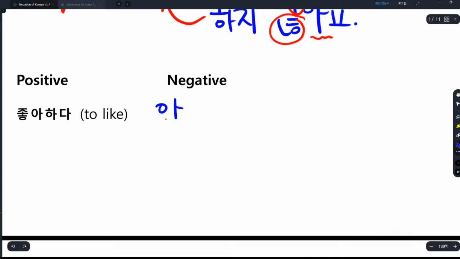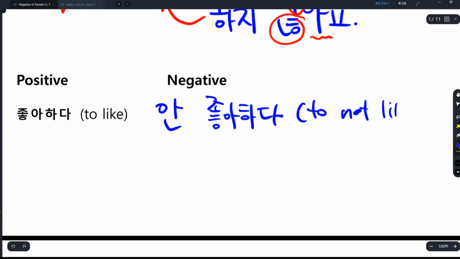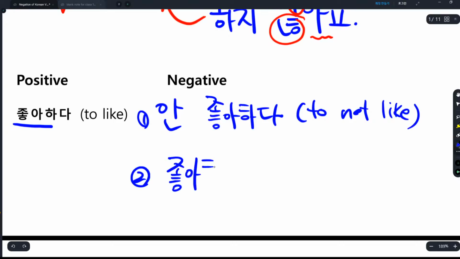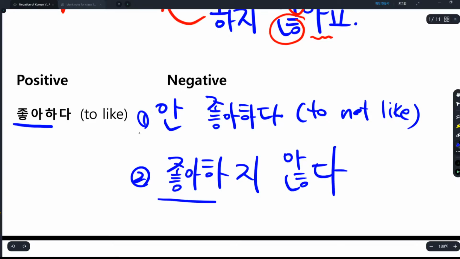You can just put 안, and then 좋아하다, 안 좋아하다. And this would mean to not like. And this is not the only negative form. You can also combine the stem 좋아하, and then 지 않다, right? 좋아하지 않다, 안 좋아하다, and 좋아하지 않다. They're both the negative forms of 좋아하다.